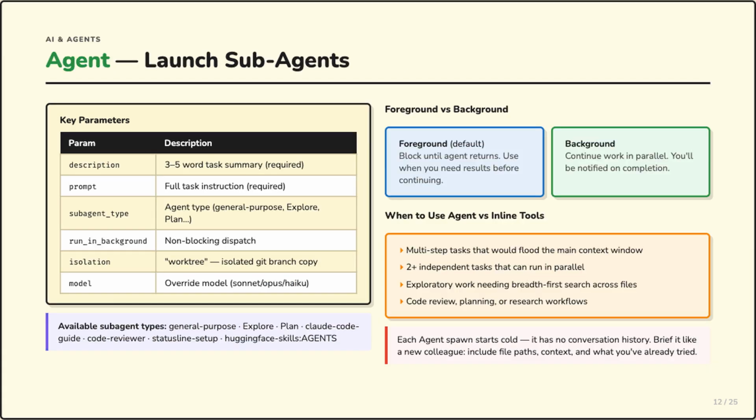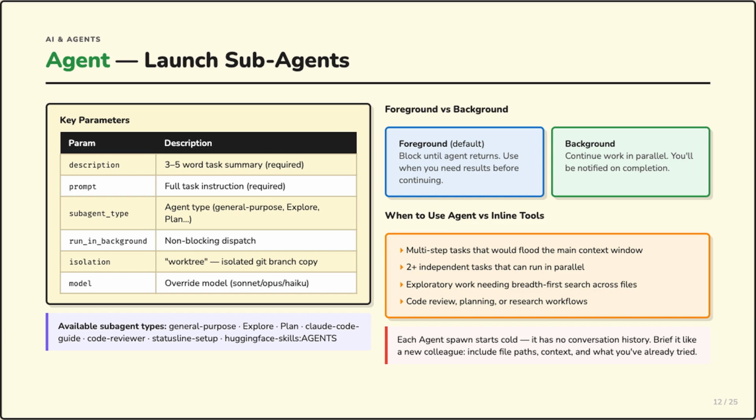The agent tool lets Claude dispatch specialized sub-agents to handle complex tasks independently. You give it a short description, a full prompt with all the context the agent needs, and optionally a subagent_type to select a specialized agent like Explore for codebase research or Plan for architecture planning. Background mode lets you dispatch an agent and continue with other work while it runs. You'll be notified on completion.